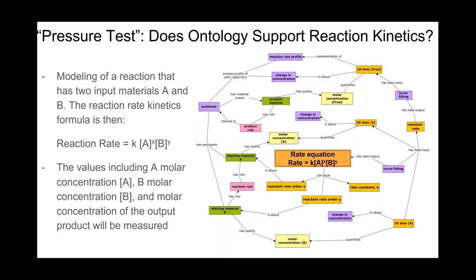The rate equation and its components are all expressible using existing BFO, AFO terms, as well as the new ontology terms. Again, this is only a small portion of it, but we also modeled all of the links from the 2D data profiles that you would collect to get kinetics data back to the original data represented by the AFO. Okay, and then with that, I'll turn the presentation back to Oliver.